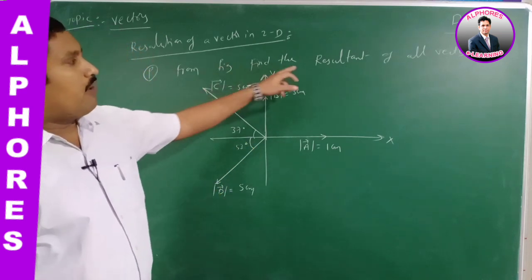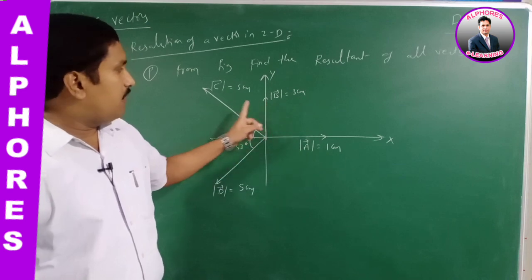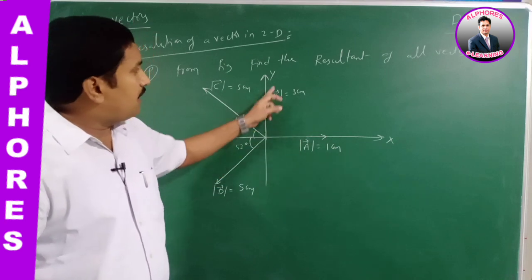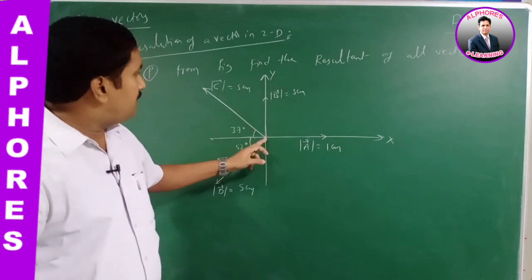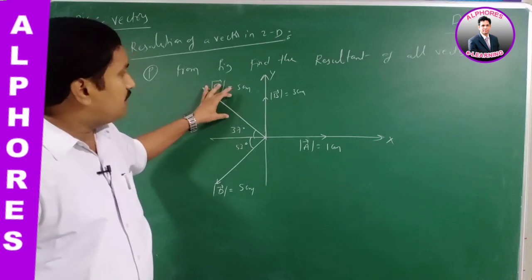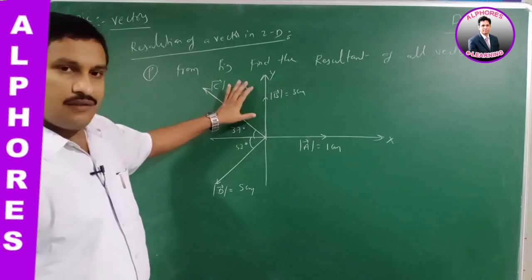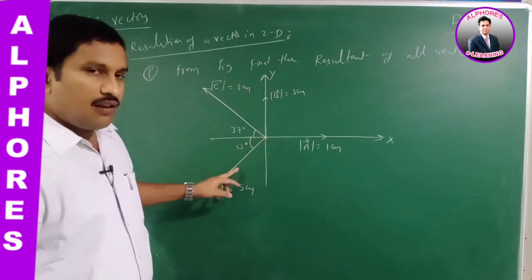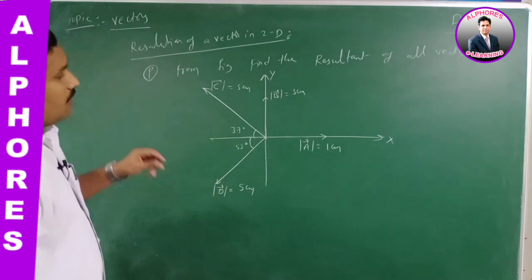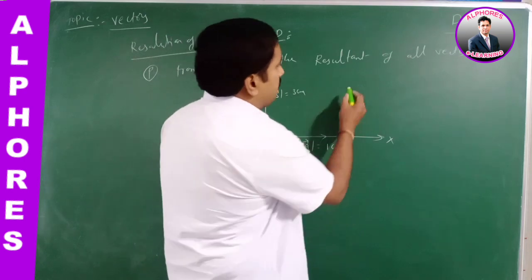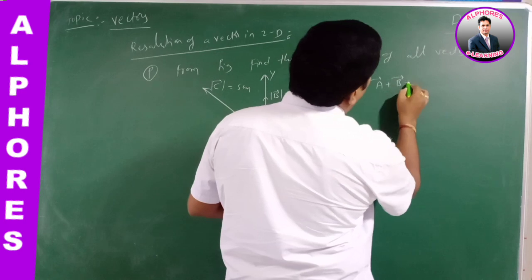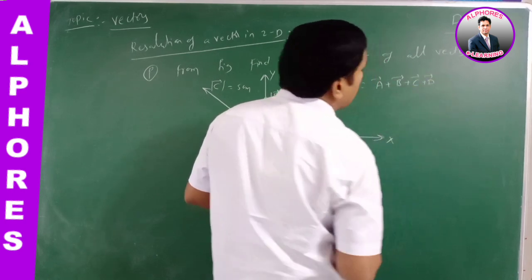From this figure we have to find the resultant of all vectors: A bar, B bar, C bar and D bar. A bar is lying along the positive x-axis and B bar is lying along the positive y-axis. C bar makes an angle of 37 degrees with the negative x-axis, taken in the second quadrant, and D bar, taken in the third quadrant, makes an angle of 53 degrees again with the negative x-axis. Now listen carefully, as per the diagram, R bar is equal to the sum of all vectors, A bar plus B bar plus C bar plus D bar.